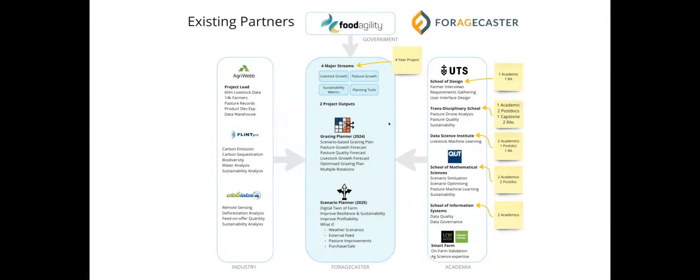This is a bit more detail on that first slide that Ash sent, showing the existing partners. It shows you not just the partners, but also what's happening inside Foragecaster, with the grazing planner and the scenario planner and the 4 major streams which I talked about. These are the people that have already been working so far, and we're looking at bringing on the UNE Smart Farm as well mid-year for the larger project.